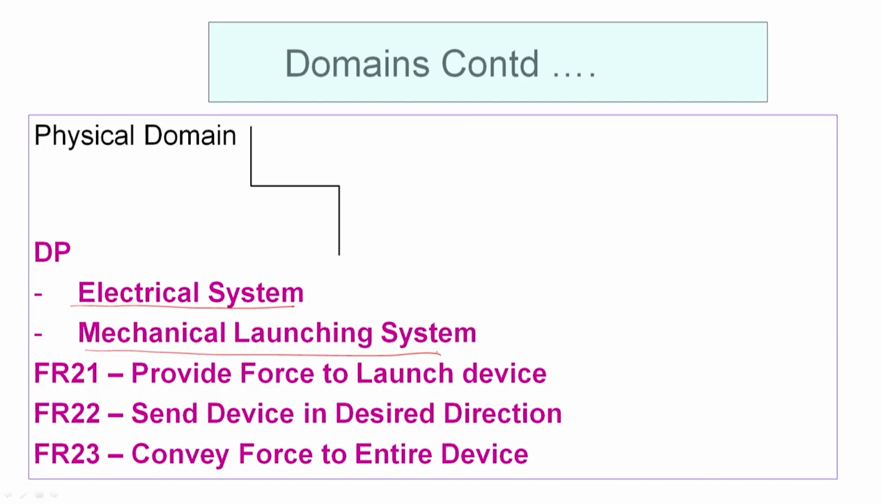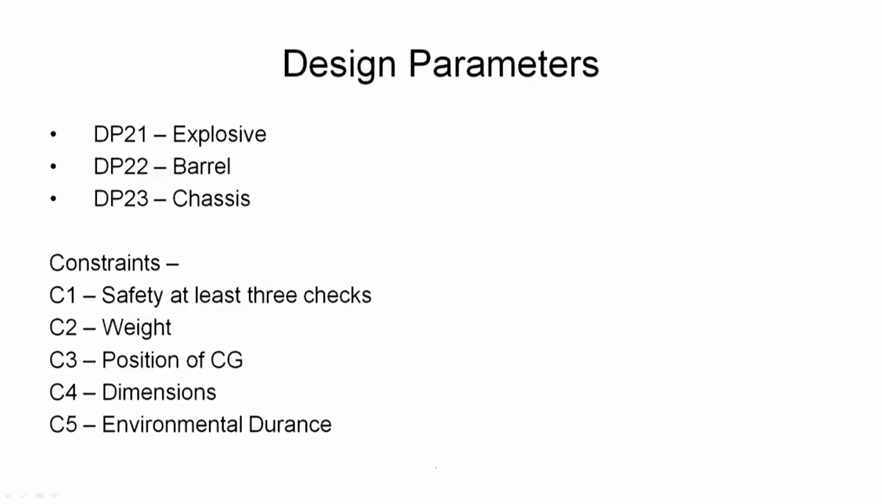Now, the moment you do that, what does that system have to do? It has to provide force to launch the device, send the device in the desired direction, and convey force to the entire device. So, these are the sub requirements of the force. Then you come to the design solutions, like how do you generate the force? Maybe through the barrel, an explosive barrel, and design of a chassis so that you do not get a shock. There are constraints in each of the designs, like in this case you get the constraints of weight, position of CG, dimension, safety, environmental duress, etc.